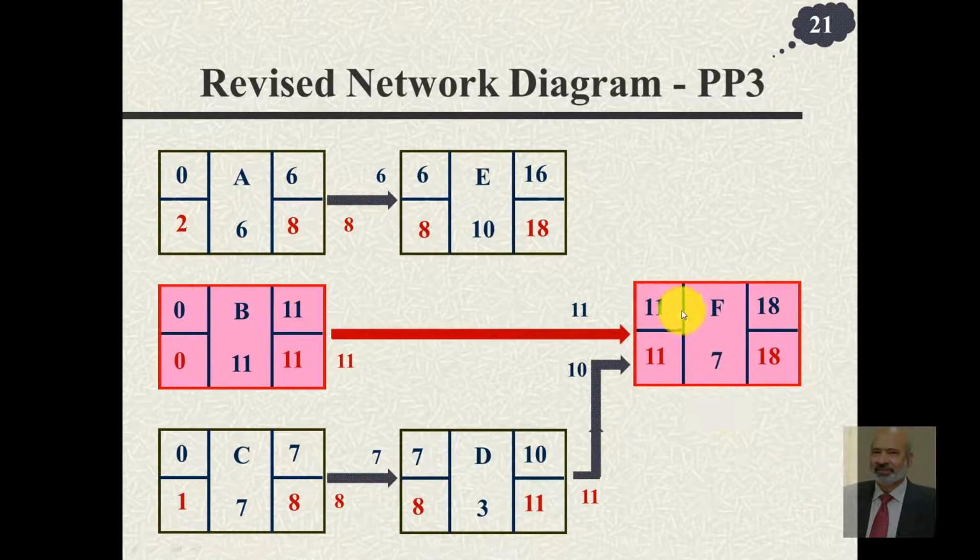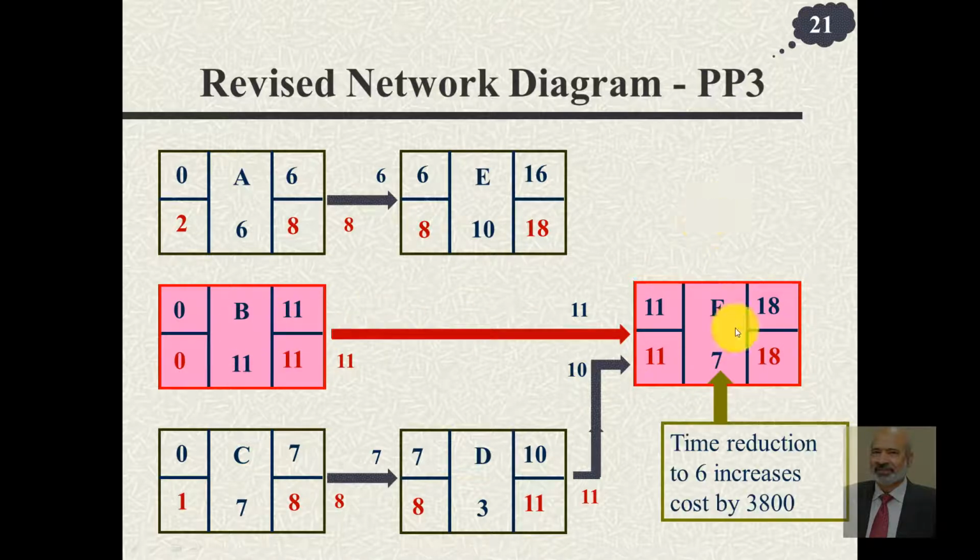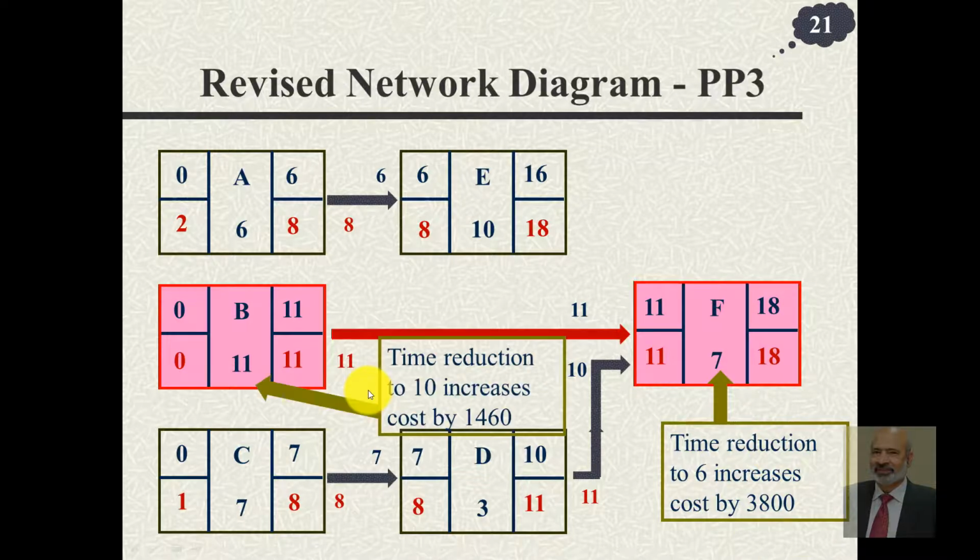Once again, we have a choice between this activity F and this activity B. If we try to reduce the duration of activity F, it would cost you 3800. This is something we computed earlier also. This one would now change. Taking it from 11 to 10 days would cost you 1460.